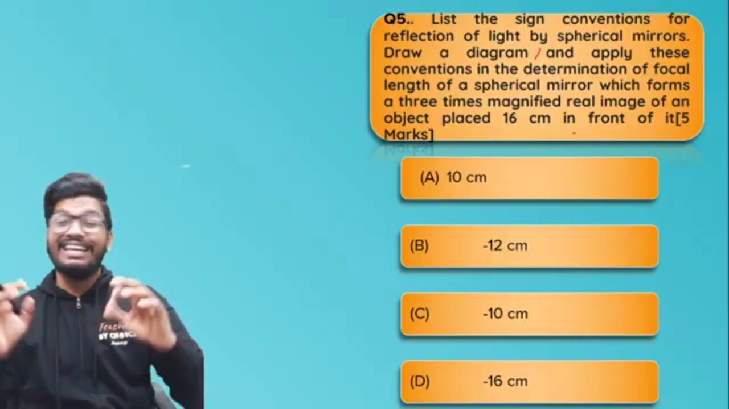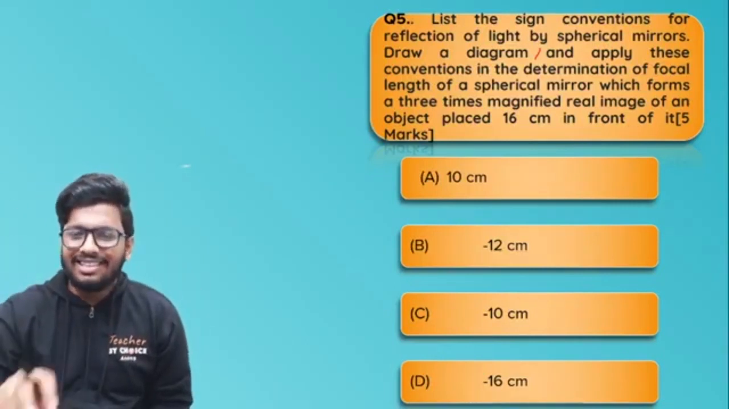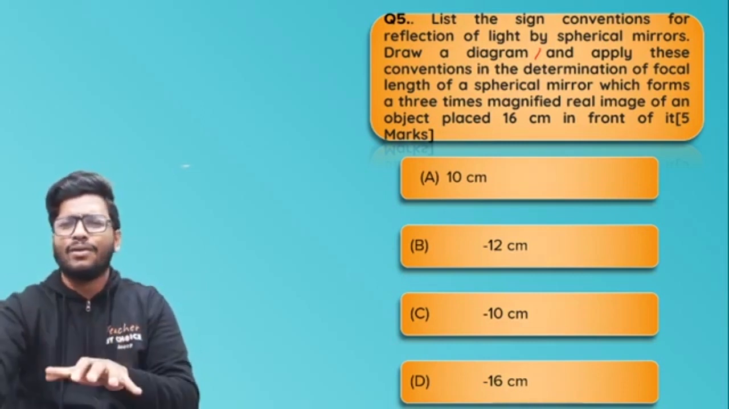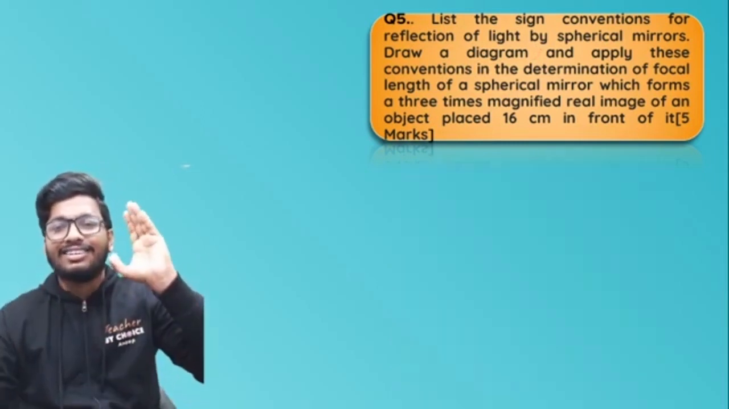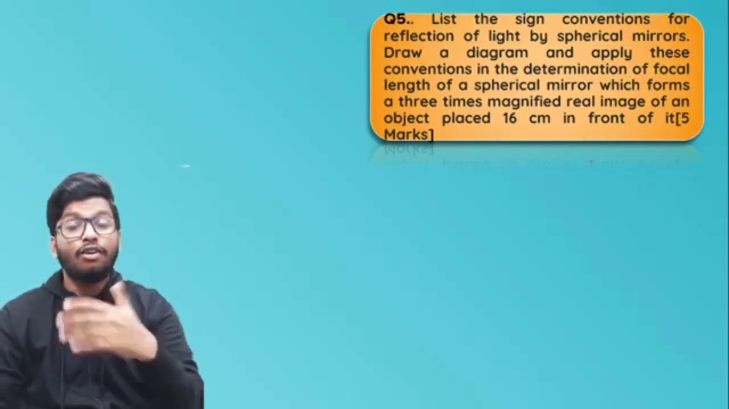What a brilliant question, if you ask me. Your options are this: 10 centimeter, minus 12 centimeter, minus 10 centimeter, and minus 16 centimeter. Such an amazing question, guys. First of all, write down the list of sign conventions. How do you do that? First of all, draw the diagram.